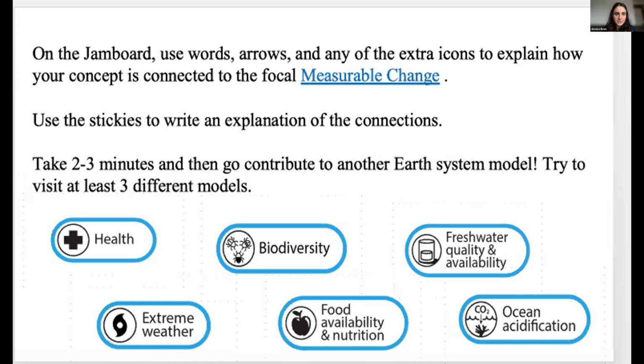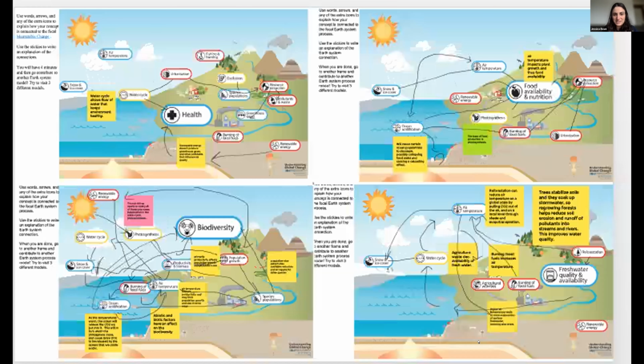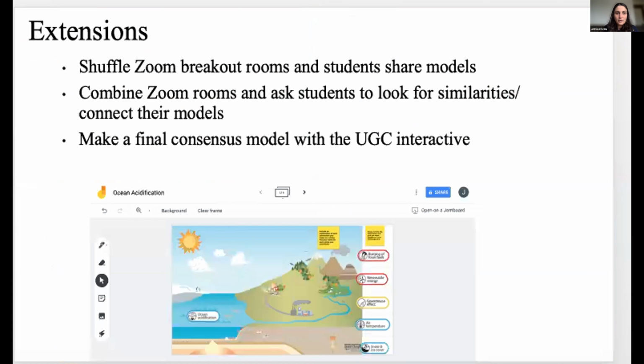Okay. So I'm just going to wrap up, and then I'll be able to answer some of the questions in the chat, but I'll just show you some examples of models that we've gotten from other experiences with students and teachers, and it's really great to see. And again, everyone is responsible for a particular icon and making sure that it's connected to these different topics. So lots of ideas.